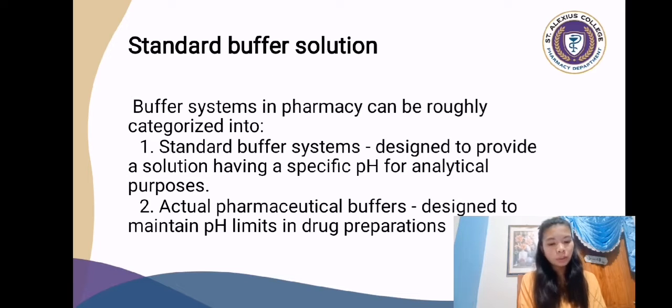So, the standard buffer solution, buffer systems in pharmacy can be roughly categorized into first, the standard buffer system. The standard buffer system is designed to provide a solution having a specific pH for analytical purposes. The second one is the actual pharmaceutical buffers. It is designed to maintain pH limits in drug preparations. So, kung yung standard buffer system, it provides a solution. Yung actual naman, it is designed to maintain pH limits in drug preparations.